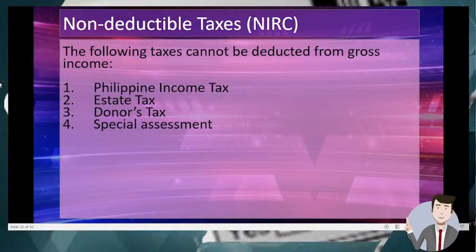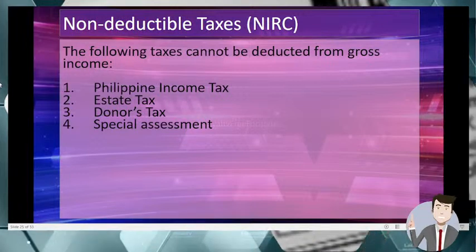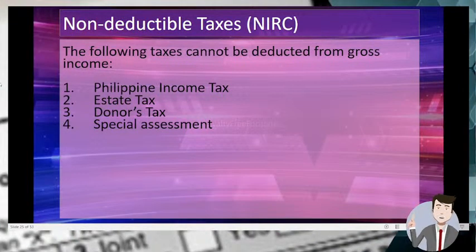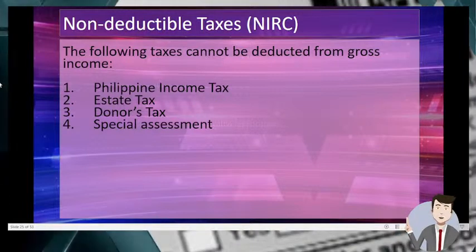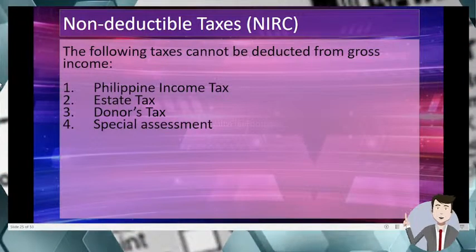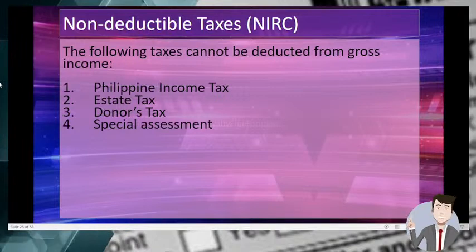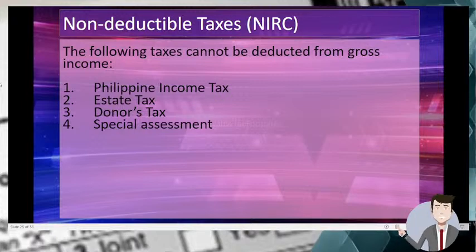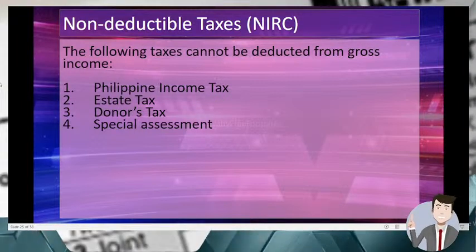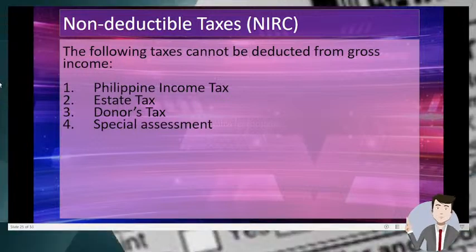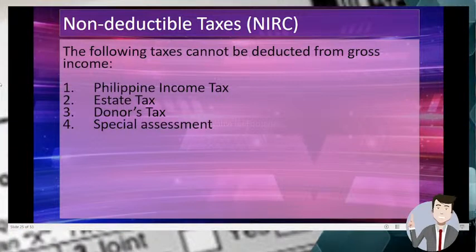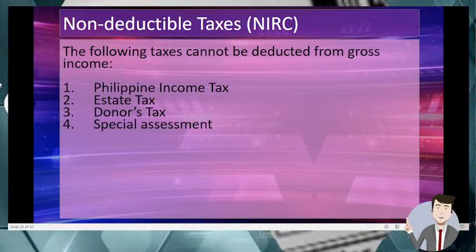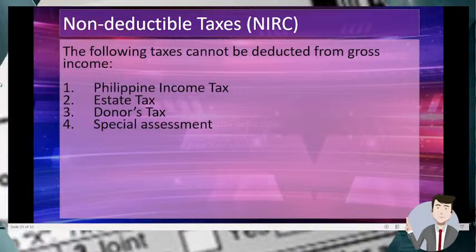Fourth is your special assessment. So special assessments, guys, are special taxes paid by individuals or corporations in relation to the increase in value of the property because of a government project. Okay? Because of government projects, the property of this taxpayer increases. So therefore, the Bureau of Internal Revenue may impose special assessment, okay, or additional tax. And that kind of tax cannot be deducted from the taxpayer's gross income for the purpose of income tax computation.